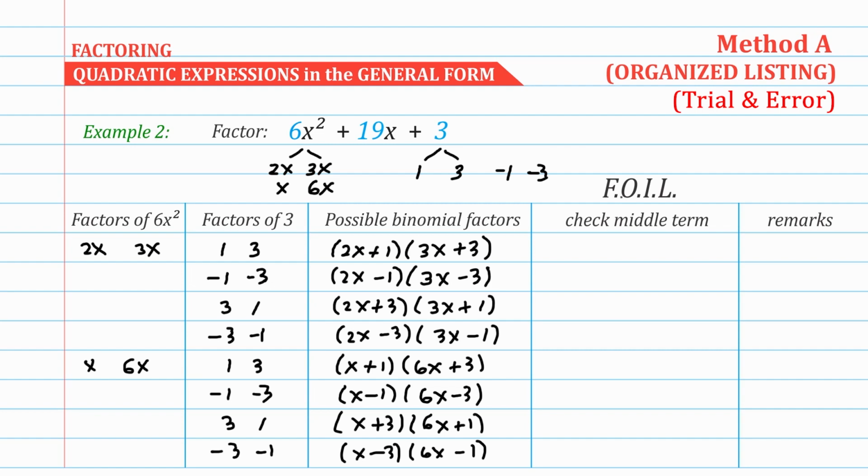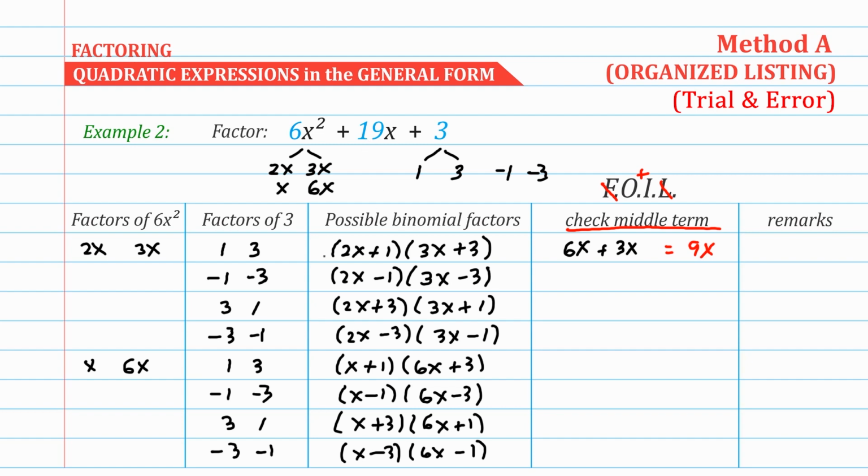Now, let's try to check by using FOIL. Of course, we know we don't have to do that. We only check the middle term na lang. Kasi first and last, sigurado tama na yon. Let's simply add outer and inner. So doing that, outer is 2x times 3, it's 6x. Inner is 1 times 3x, it's 3x. Therefore, ang ating middle term is 9x, which is far from positive 19x na target natin.